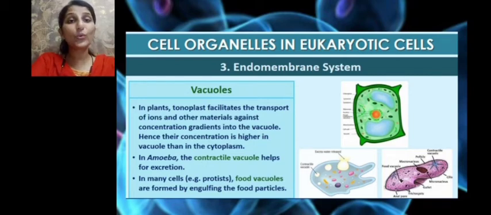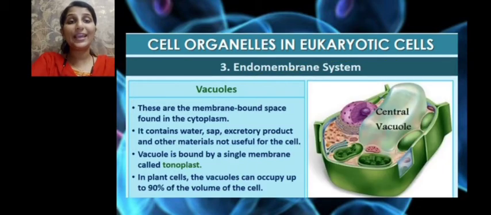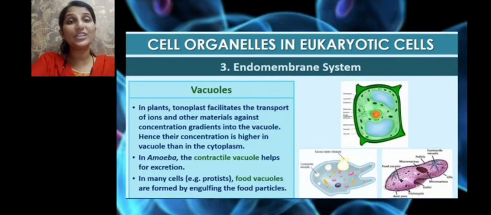So this is a storage vacuole which helps in accumulating the sap, excretory products, water and other materials which are not necessary for the cell. Such vacuoles which store substances are called storage vacuoles. Whereas in amoeba, the vacuole called the contractile vacuole is present, which helps in excretion of digested substances from the amoeba cell into the external environment. So that's called a contractile vacuole.